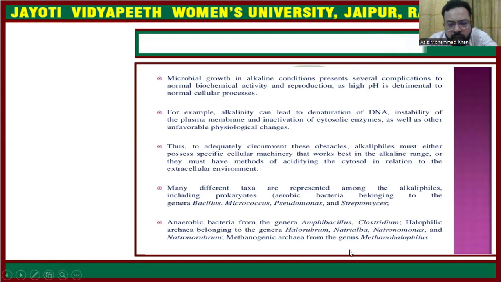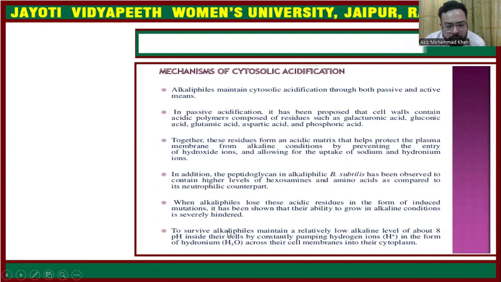Anaerobic bacteria from the genera Amphibacillus and Clostridium, and halophilic archaea, which belong to the genera Halorubrum, Natribacter, Natronomonas and Natronobrum. These are halophilic microorganisms which belong to the alkaline environment.